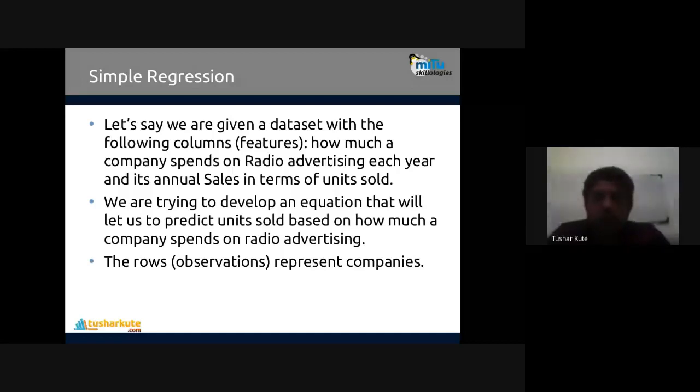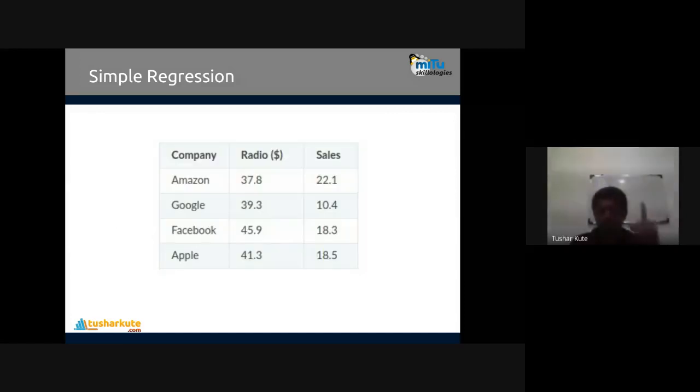There's a data set which contains the amount of money that a company spends on radio advertising each year, with annual sales in terms of how many units are sold that year. So we are trying to develop an equation that will let us predict units sold based on how much companies spend on radio advertisement. See this one, the rows (observations) represent the companies.